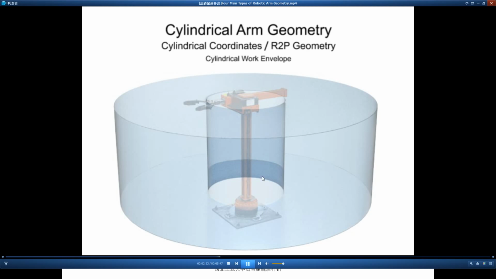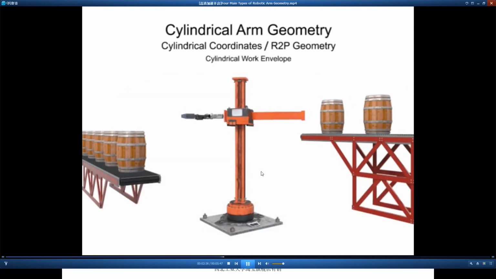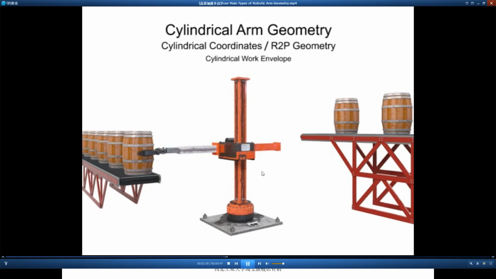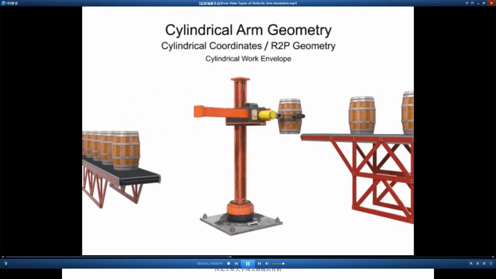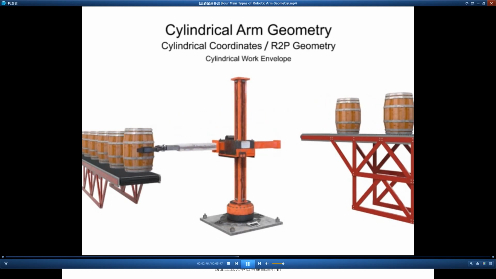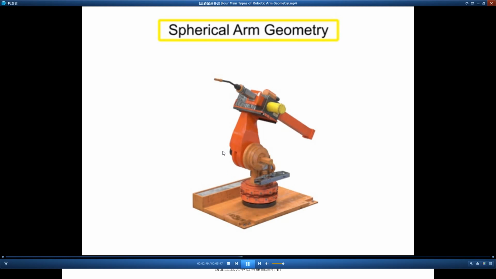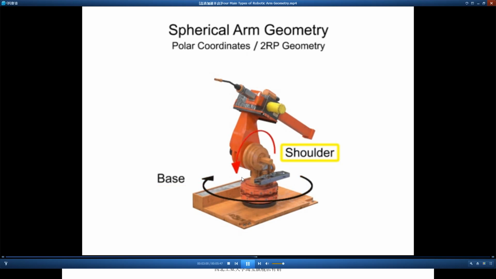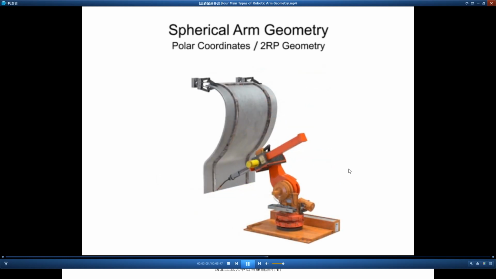Additionally, the robot structure allows for quick movements with high repeatability, a smaller use of floor space, and a larger payload capacity due to structural rigidity. Spherical arm geometry robots can rotate in two directions and move linearly in one, and thus are given the designation of 2RP. The robot has base rotation, shoulder rotation, and prismatic or linear motion at the arm. This type of robotic arm is most often used in machine tending, material handling, welding, painting, coating, and assembly tasks.